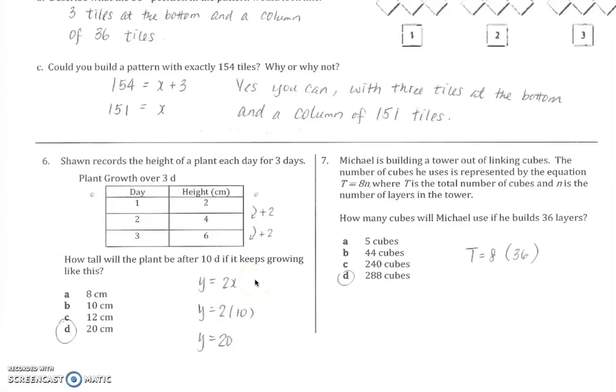So on day 10, we use 10 as x. So 2 times 10 is 20. So the plant will be 20 centimeters. The answer is D.